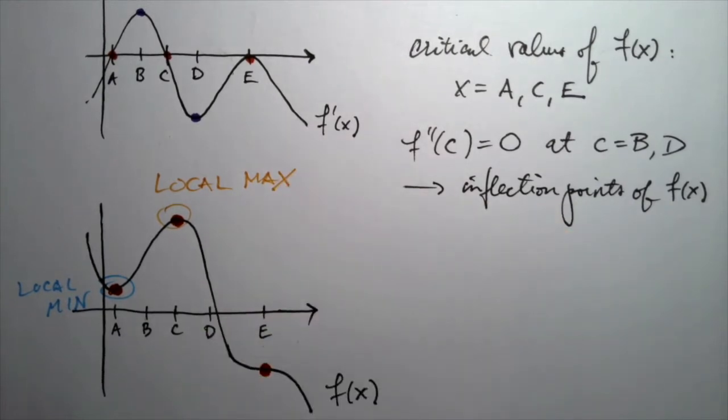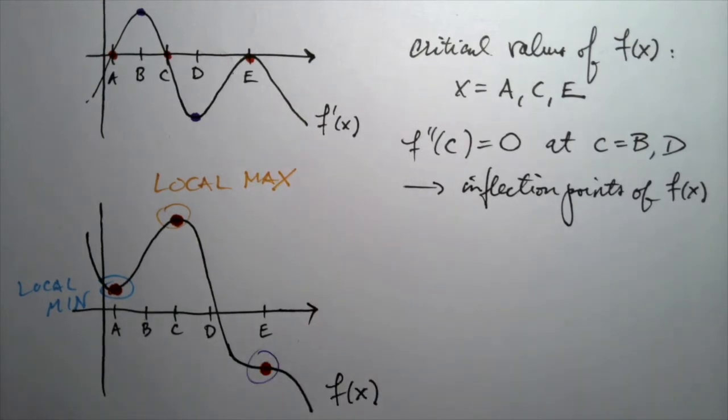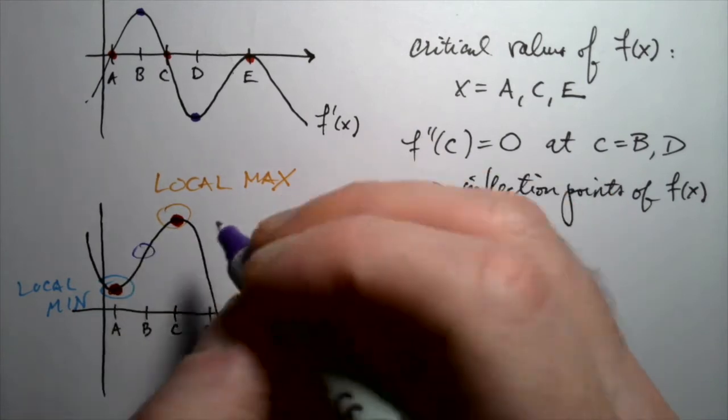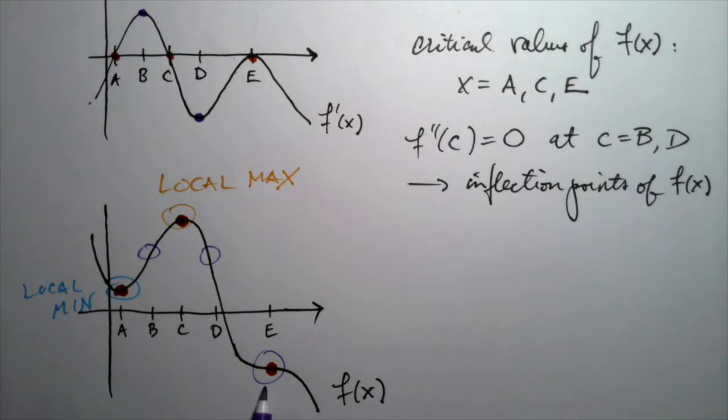First derivative went from positive to negative there. But here at this critical value, we're not going to have either a local max or a local min. That's actually an inflection point too. So B and D are going to be inflection points, but there's actually another one here at E, right? It's changing from concave up to concave down.